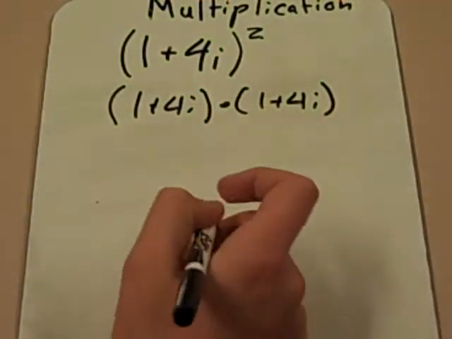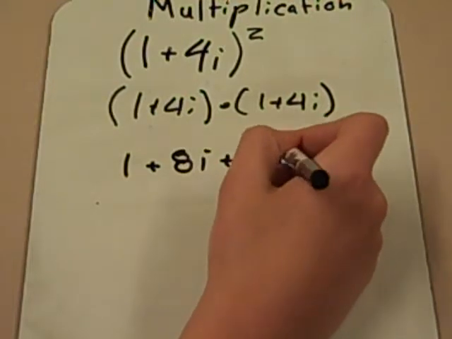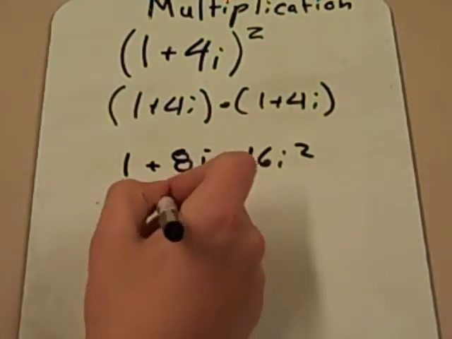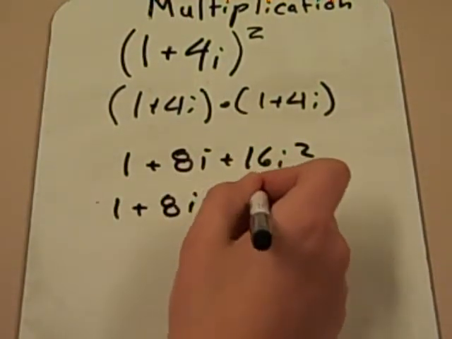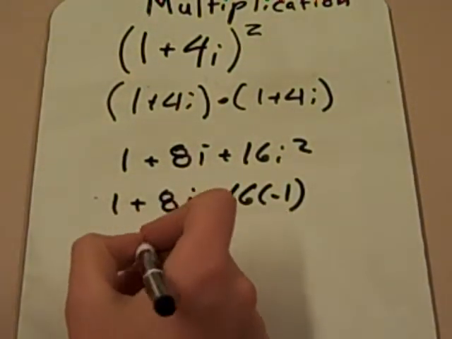After FOILing, you get 1 plus 8i plus 16i squared, which is the same as 1 plus 8i plus 16 times -1, since i squared is equal to -1. After combining like terms, the final answer is -15 plus 8i.